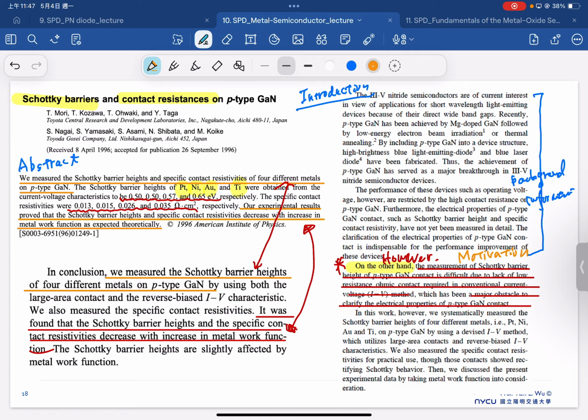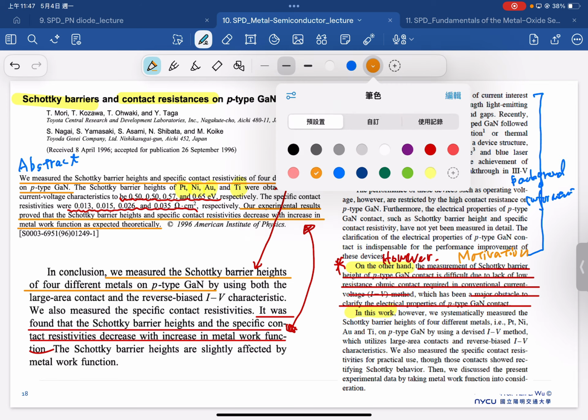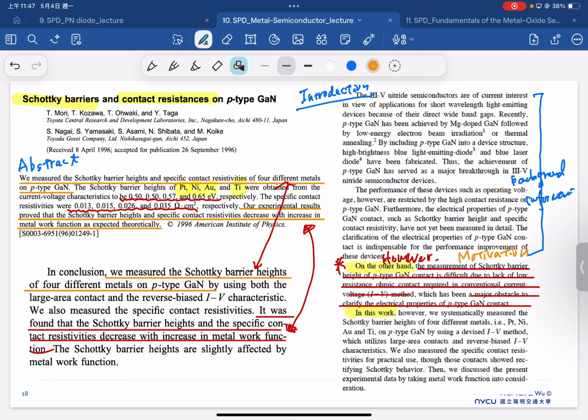Because of this motivation, finally in this work, we try to systematically measure the Schottky barrier height on 4 different metals by using certain methods, and that's the approach for this work.